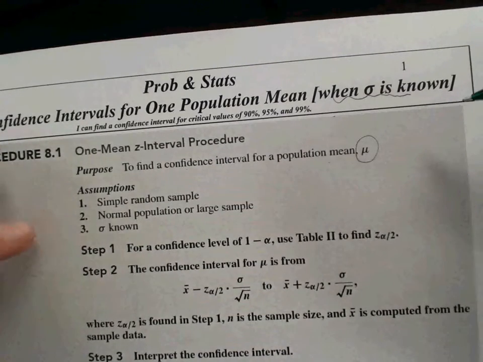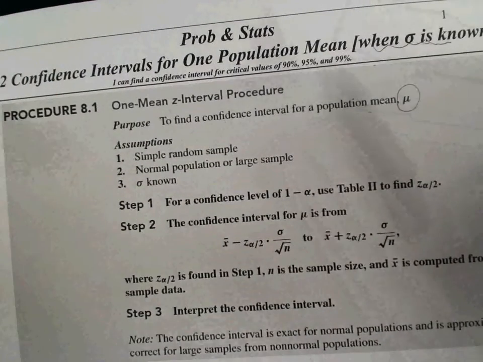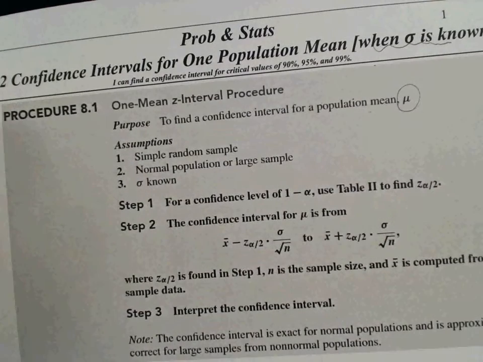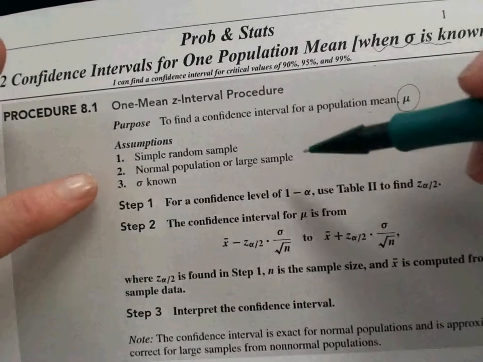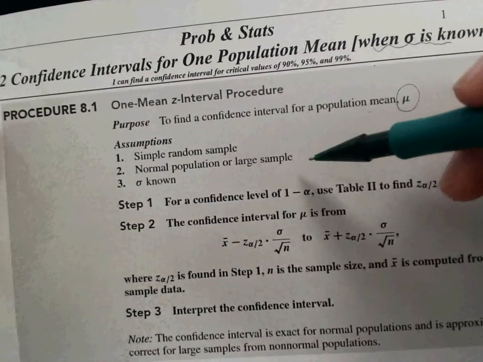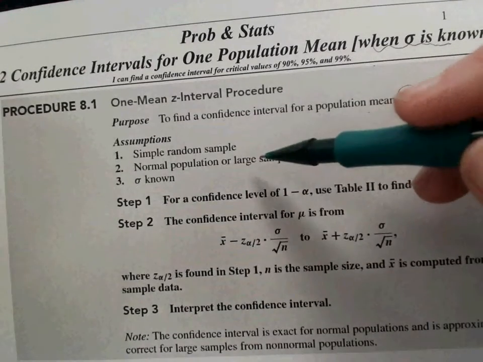A few assumptions have to be in place. First of all, that you're doing a simple random sample. So with the marathon runners, you had a simple random sample just put together in a paper clip or in a bag. Also that either the population is normally distributed or that it's significantly large. And the third thing is sigma has to be known.